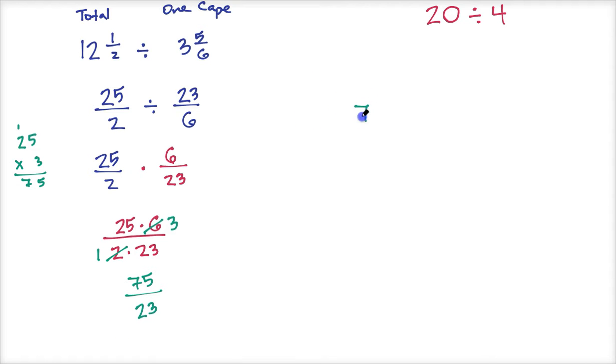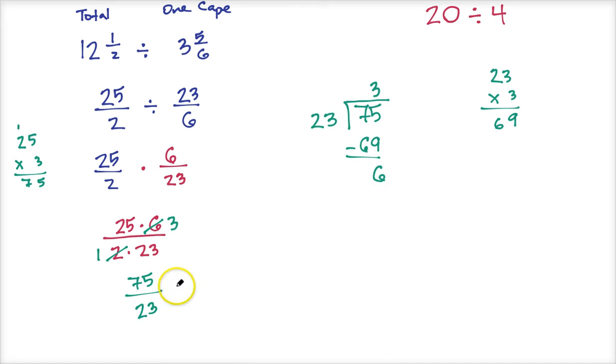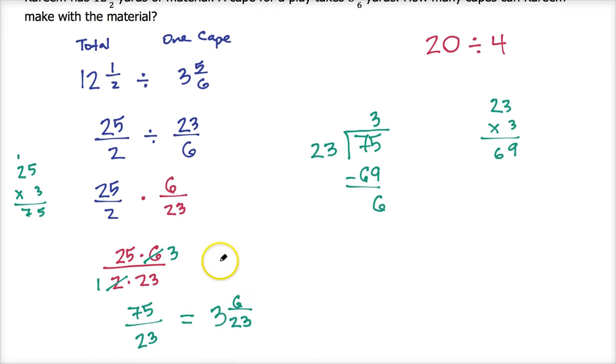I need to change this to a mixed number now. So divide my numerator by my denominator. 23 will go into 75 3 whole times, and 23 times 3 is 69, so we subtract that from 75 and then we get a remainder of 6. So this becomes the mixed number 3 and 6/23rds. Let's think about what this number means in terms of our problem.